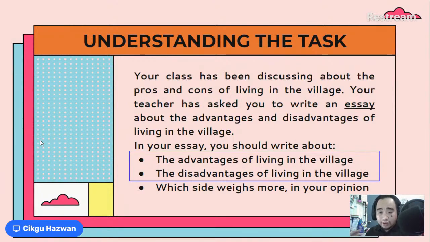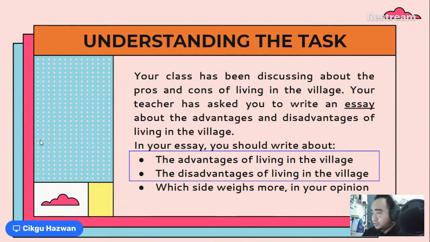Because we are going to write the advantages, kelebihan. When we talk about advantages, everything must be positive. Positive, positive, positive. Another word that you can see in the text, the pros. So the pros, advantages, positive, sama. Next, you have the disadvantages. Disadvantages, the word in the question, cons. Disadvantages, negative, same, sama.